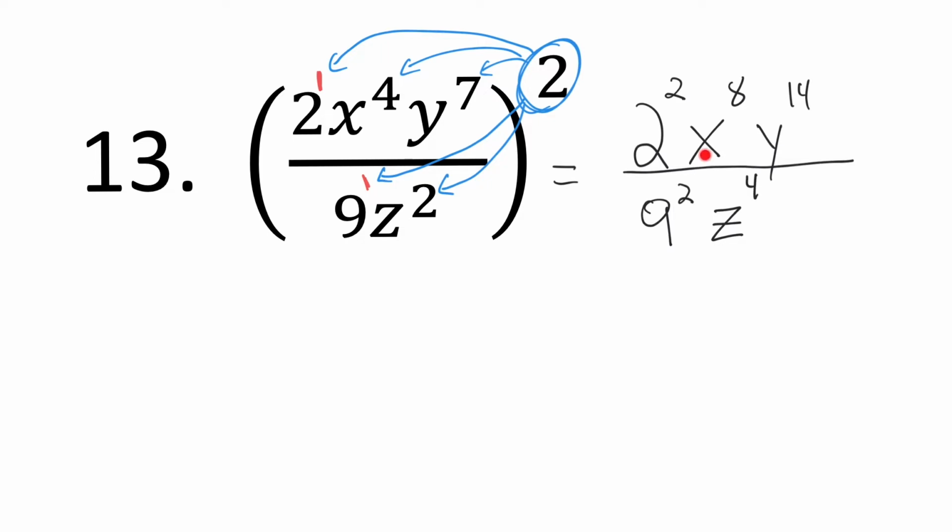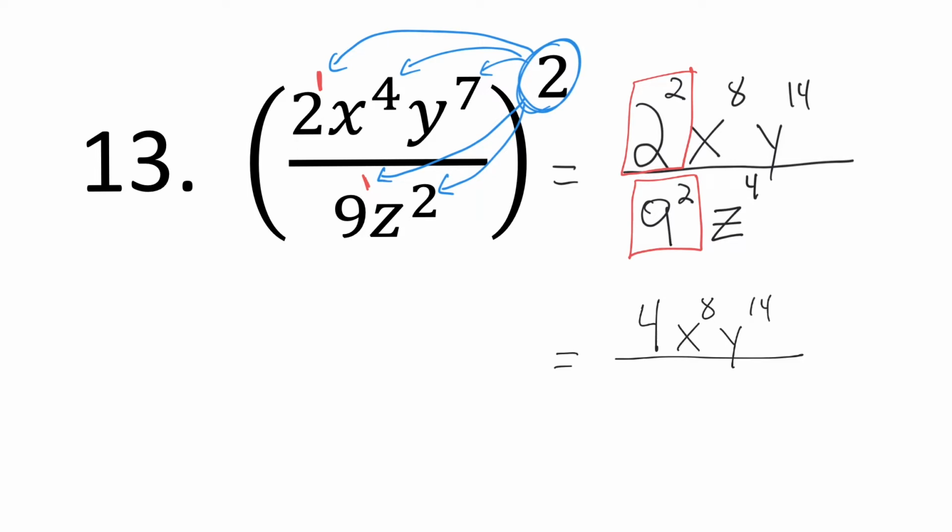Once again, the bases x, y, and z are not the same, so you cannot simplify, but we're able to simplify the coefficients, the 2 squared and the 9 squared. So the top will be 2 squared is 4, keep the x to the 8th, y to the 14th, and on the bottom, the denominator, 9 squared is 81, and we have z to the 4th power. So this is my answer.